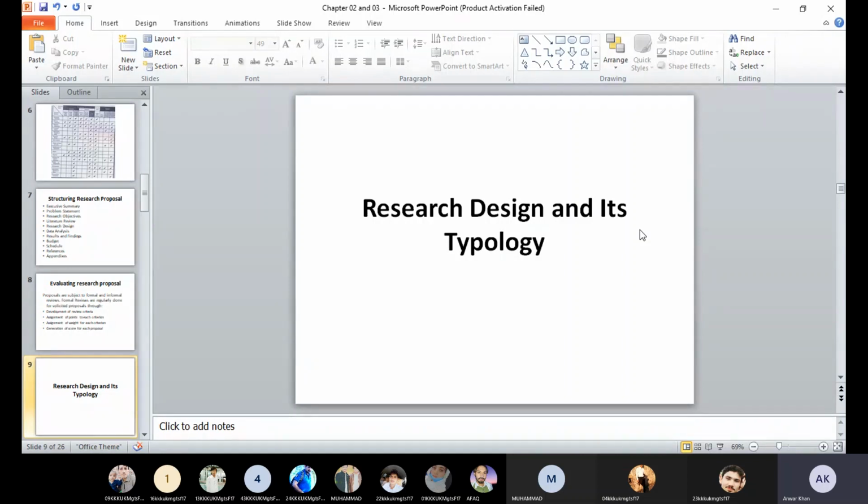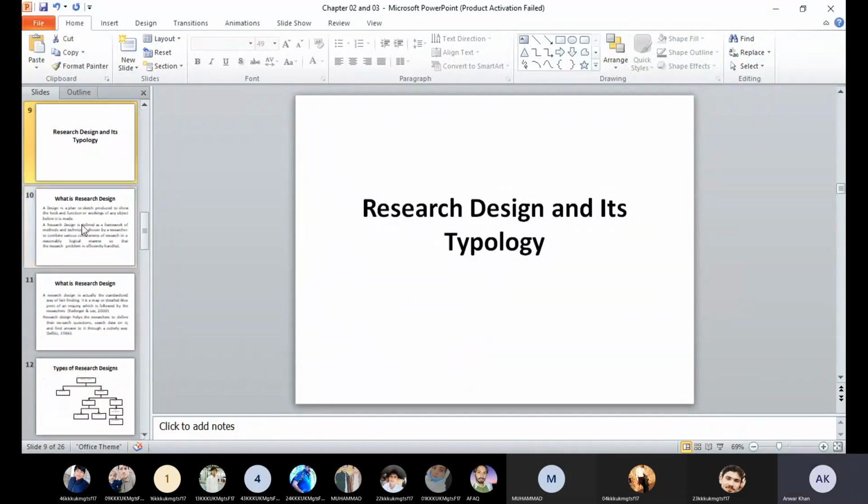The research design actually tells the researcher what the actual nature of the research is and how this research would be conducted. So understanding the research design, its nature and its typology is very important. If you are unable to understand the research design, its nature or typology, it simply means that you are unable to do a research.